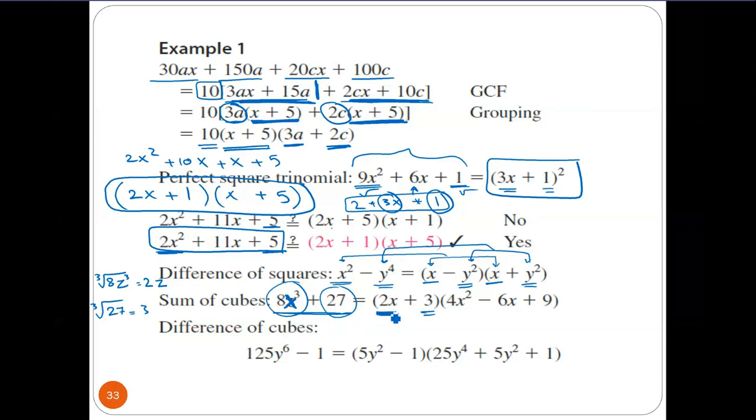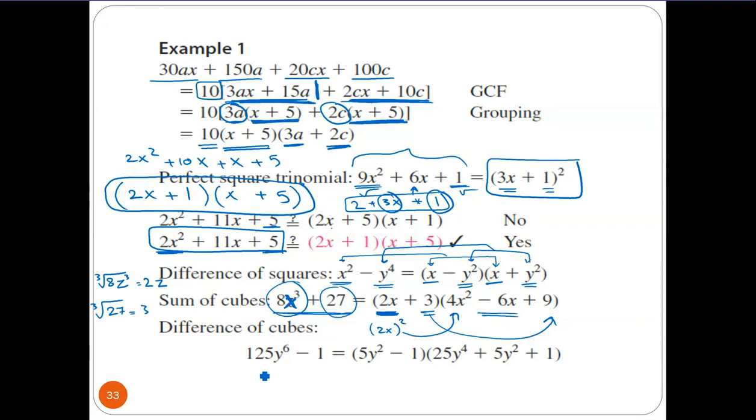Now, the first square, 2x squared, equals 2x to the power 2, equal to 4x squared. And multiply 2x with 3, we have 6x. And the second square equals 9, like this.